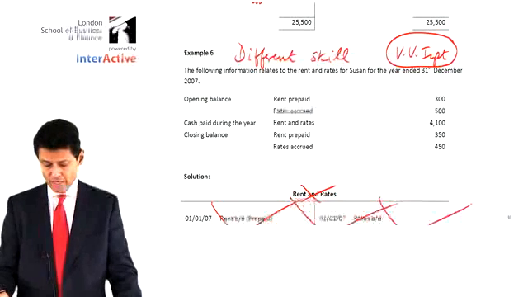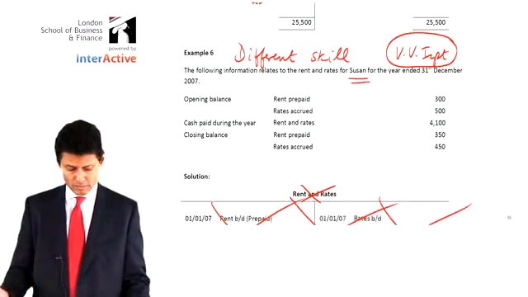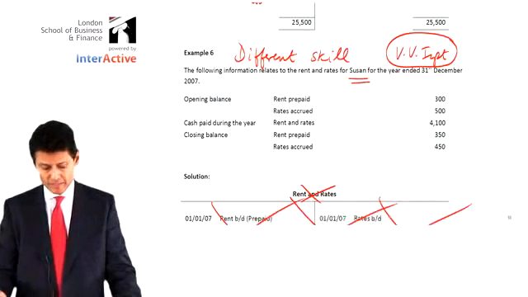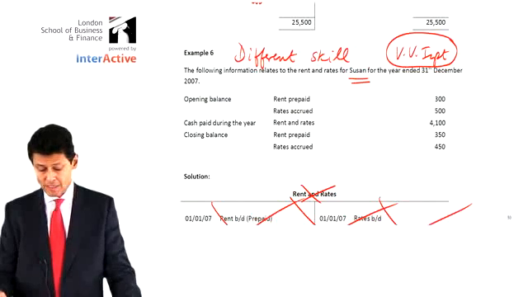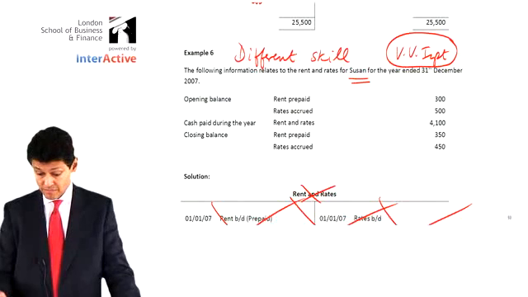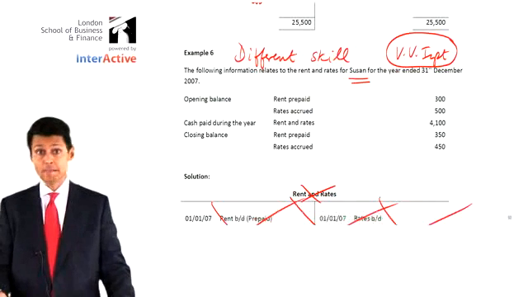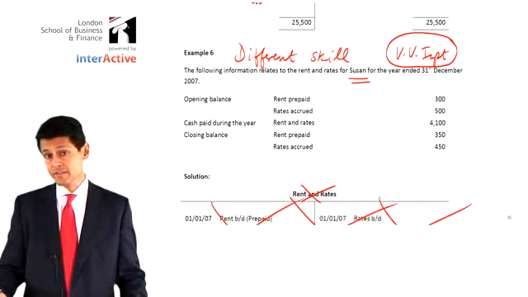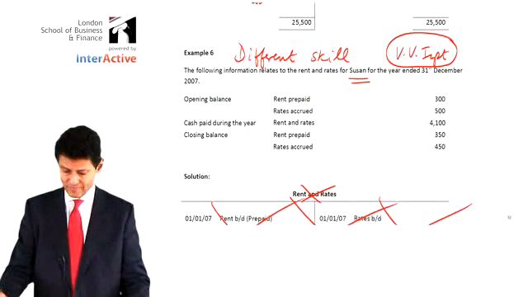The following information relates to the rent and rates for a business lady called Susan for the year ended 31st of December 2007. Opening balance rent prepaid is 300. Rates accrued is 500. So prepaid is where she has paid last year, but for this year. So at the end of last year, she has an asset. That should be an opening debit balance.